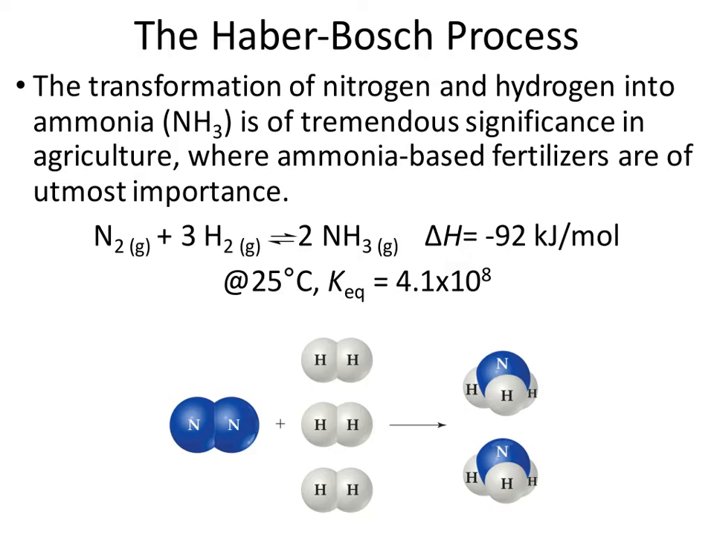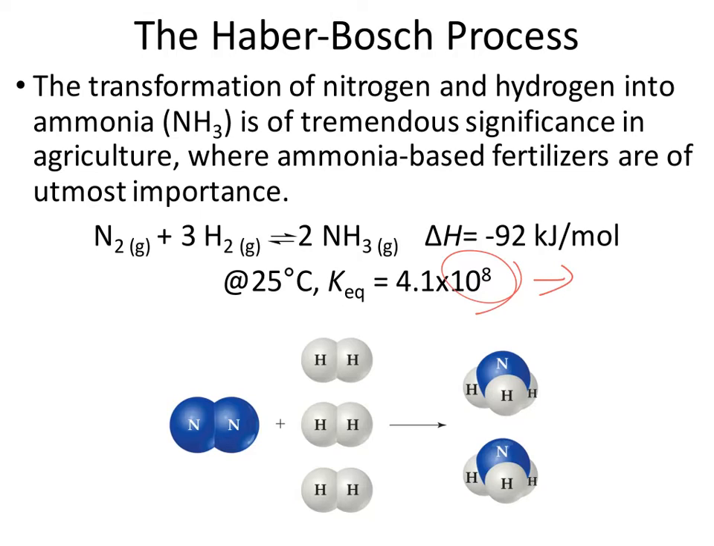Now, when we look at this reaction here, we have our nitrogen reacting with our hydrogen to create ammonia, and this is an exothermic reaction because our enthalpy change is negative. And at 25 degrees Celsius, our Keq is 4.1 times 10 to the 8. Now, that's a pretty big Keq. This means that it pretty much almost goes to completion. The kicker is that this is at 25 degrees Celsius. So even though we might get a lot of products, the rate of producing these products is very slow. At 25 degrees Celsius, the rates are so slow that they almost don't even happen.